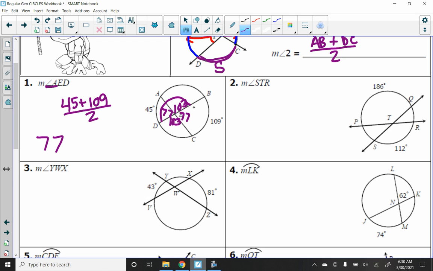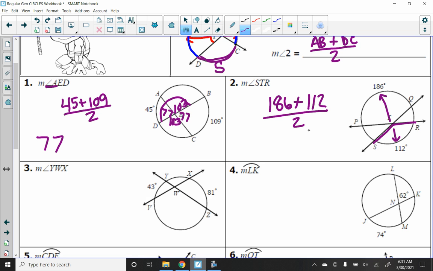So on number 2, angle STR. STR is what I call a north-south angle, and it looks like you have both the north and south arcs, so you would just add those up and divide by 2.